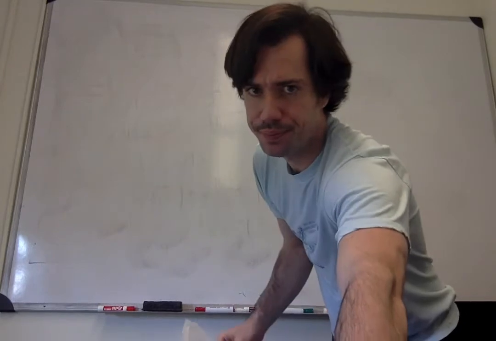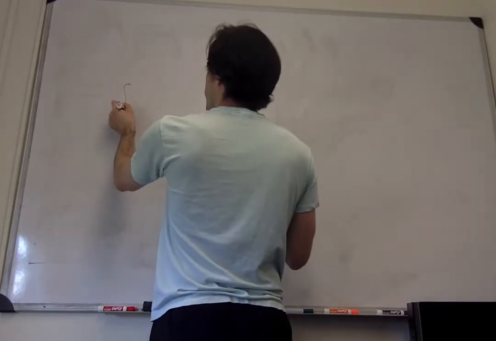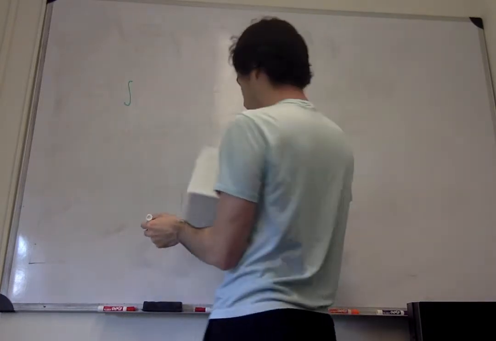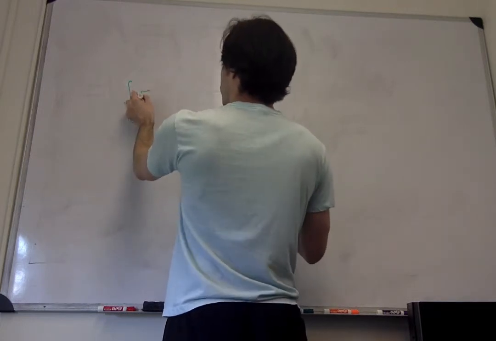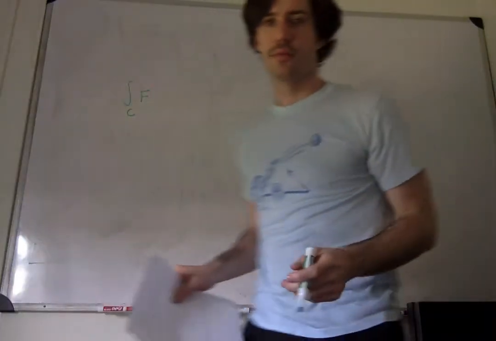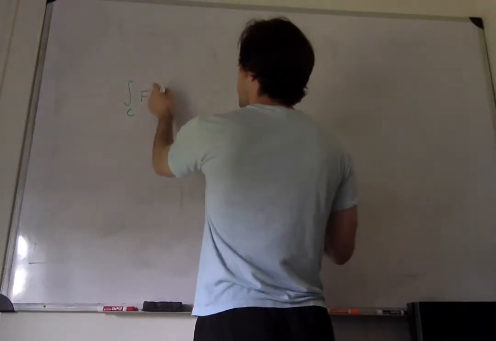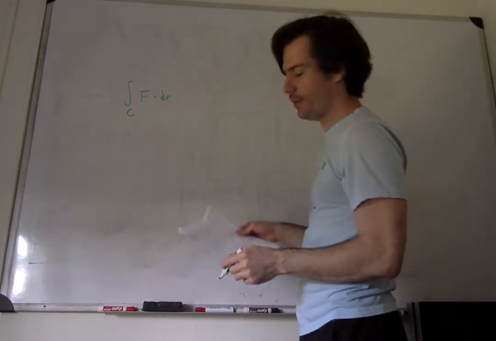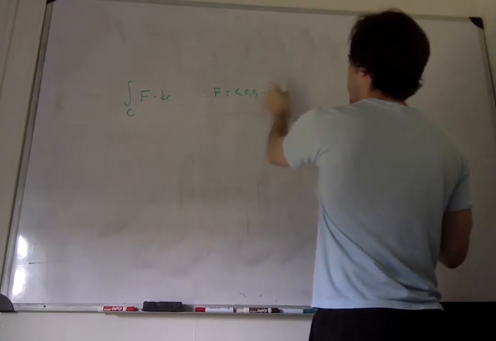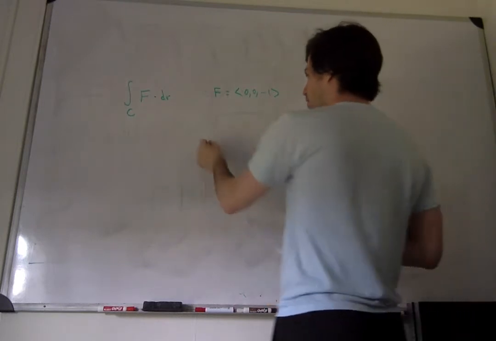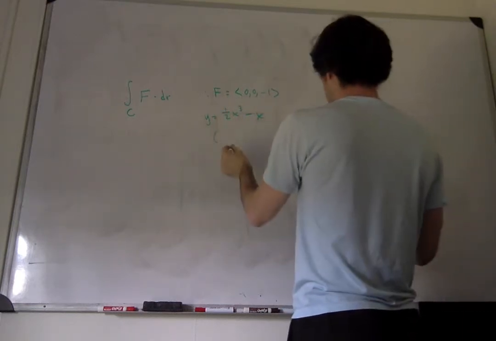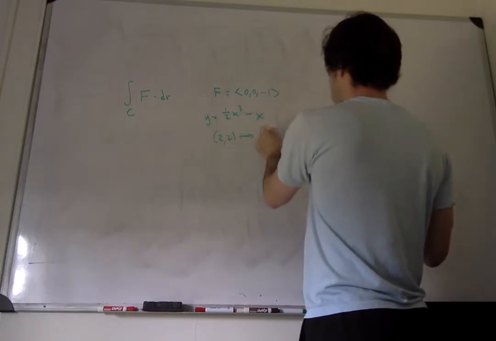Okay, so the second problem said evaluate the integral of F dot dr over segment C, where F equals 0, 0, -1, and we have this curve y equals 1/2 x cubed minus x from (2, 2) to (-2, -2).